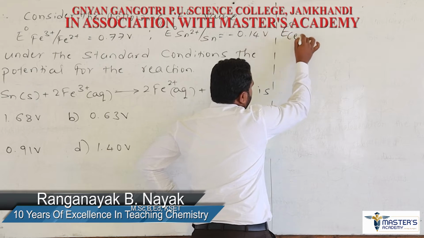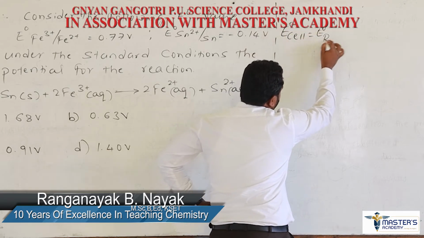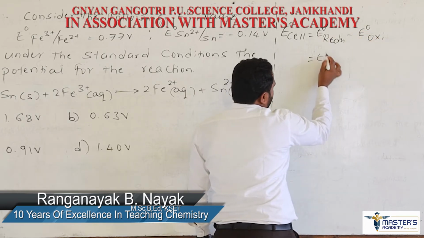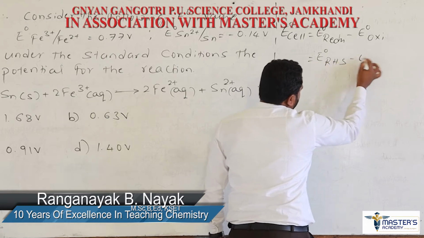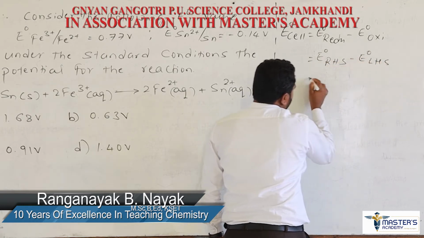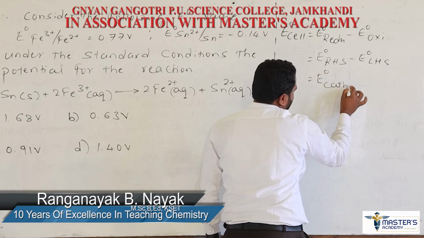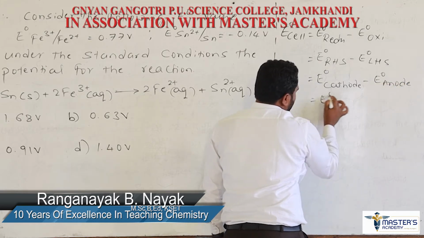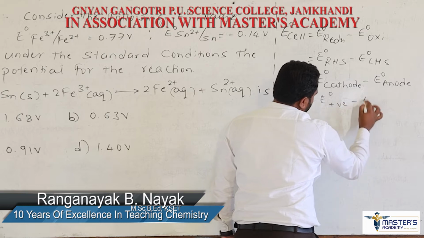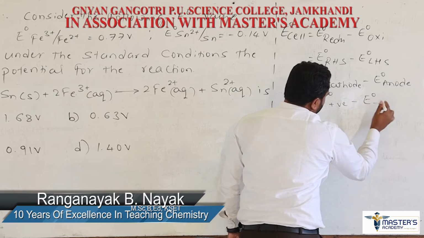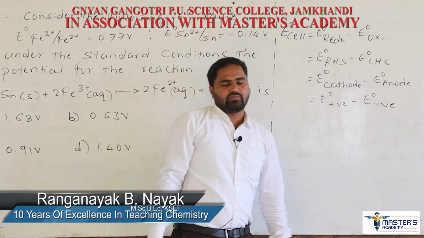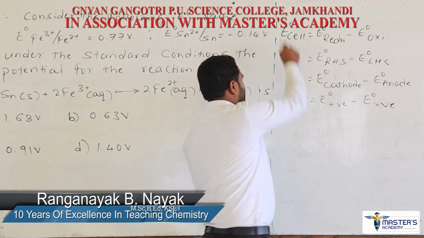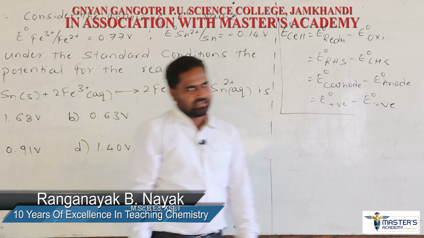What's that formula? E0 cell equals E0 reduction minus E0 oxidation, or you can use the formula E0 right hand side minus E0 left hand side, or you can use the formula E0 cathode minus E0 anode, and one more formula, E0 positive minus E0 negative. By using any one formula, it's very easy to calculate the E0 cell, but we are able to calculate the E0 cell even without knowing this formula.